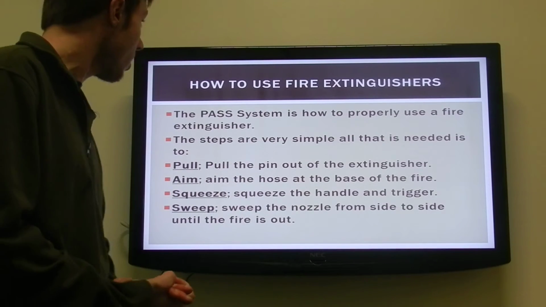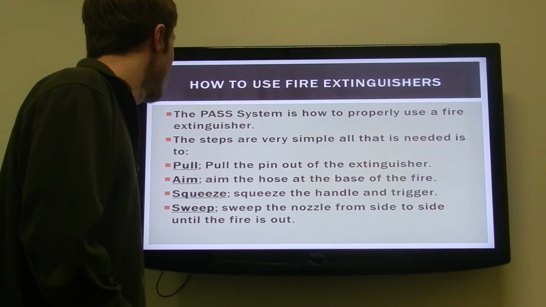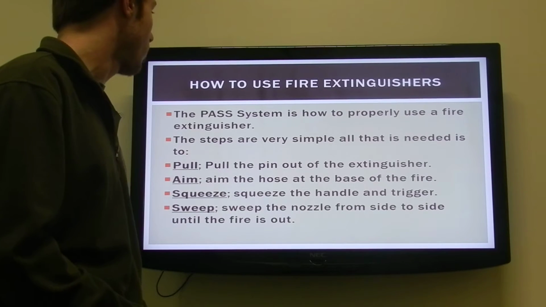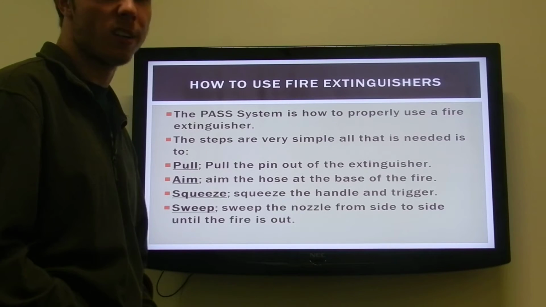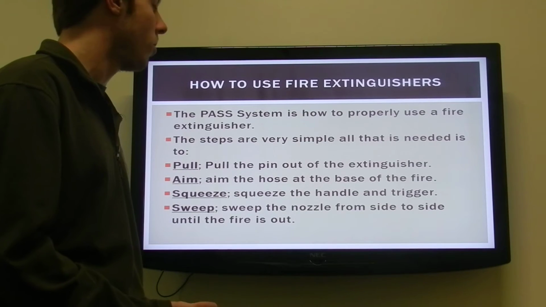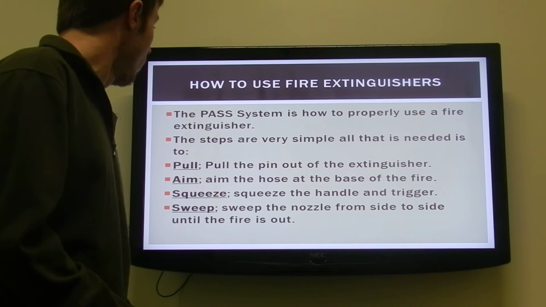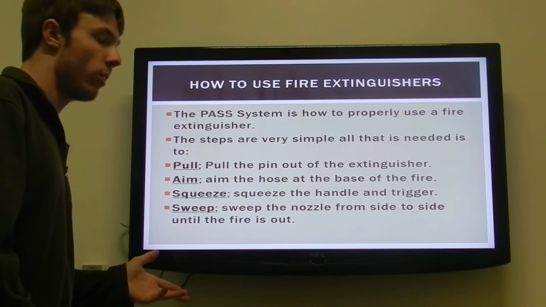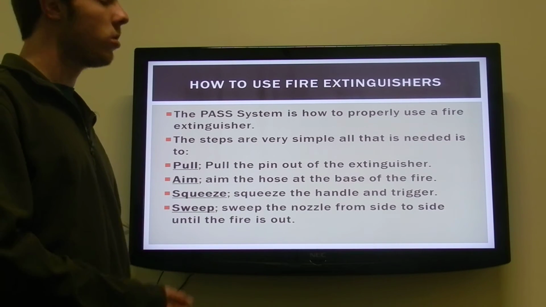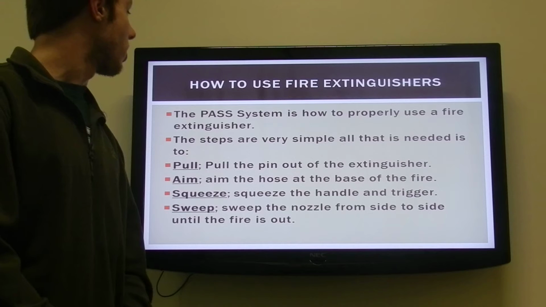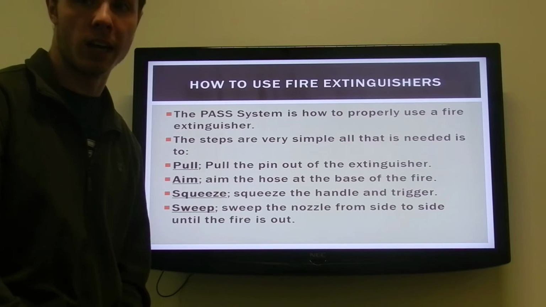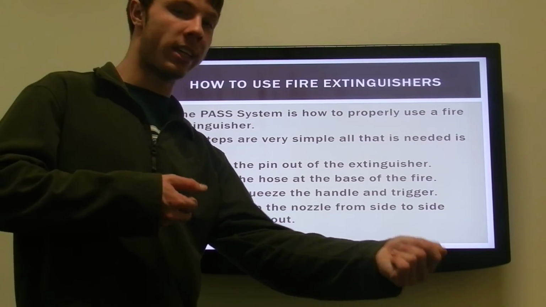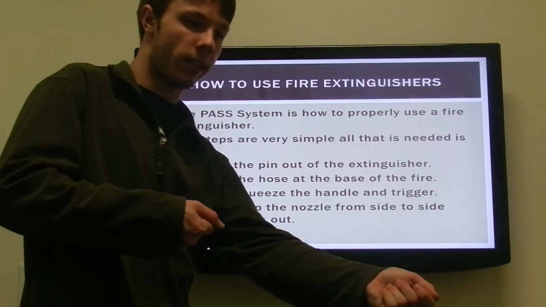Okay, and lastly, how to use a fire extinguisher. The PASS system is how to properly use a fire extinguisher. They're very simple steps, but some people don't know. It's pull, aim, squeeze, and sweep, the acronym of PASS. So you pull the pin out of the fire extinguisher, you aim the hose at the base of the fire. You hold it by the handle and hold the hose in your hand, aim it at the base of the fire, and squeeze the handle.